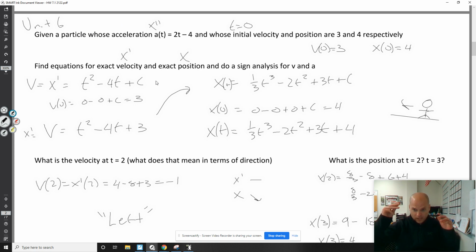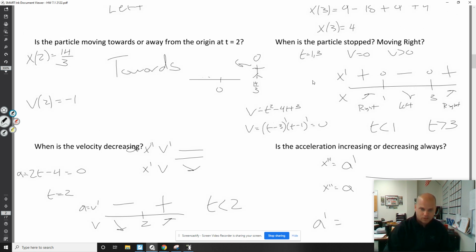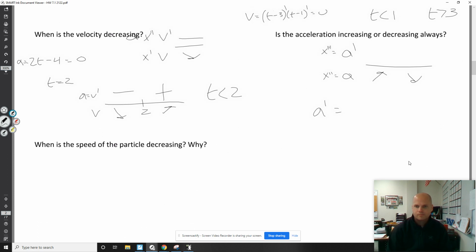We usually don't go there. This is like a third derivative. This is X double prime, so this would be X triple prime. But it's a good question. X triple prime is 2. A prime is 2. So that's positive, which means the acceleration is increasing always. What's your reasoning behind it? Its derivative is positive.